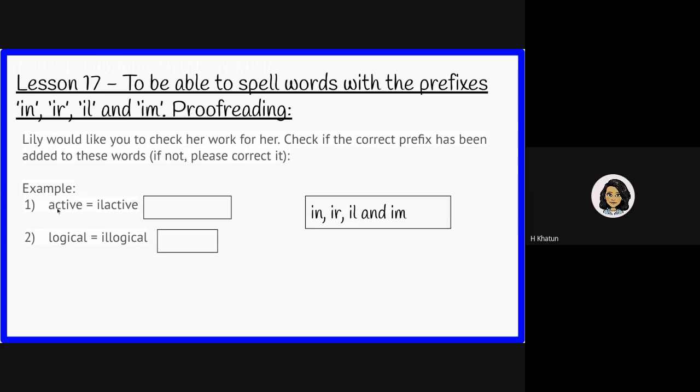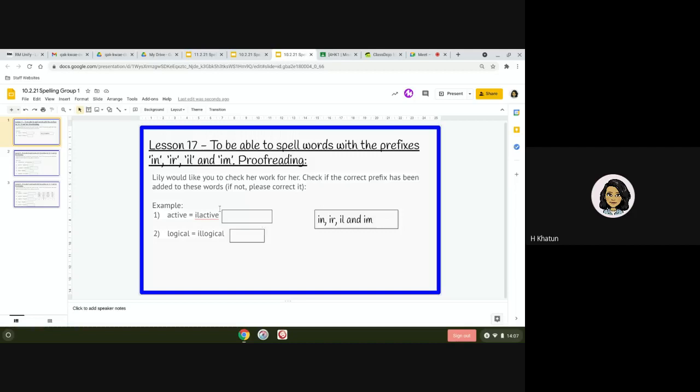Now we know active is when someone, for example, may take part in a lot of sports, they may take part in a lot of activities, so they are active. And the opposite of that would be inactive. So, did she use the correct prefix? We can see that she did not, so we are going to correct it for her. So, if you double click onto the box, you will be able to write the correct word, which is inactive.